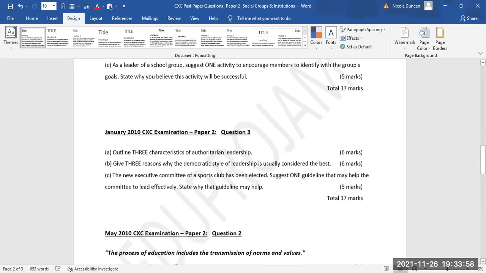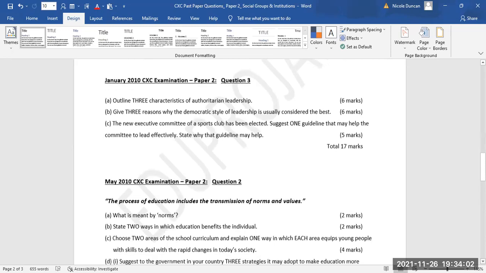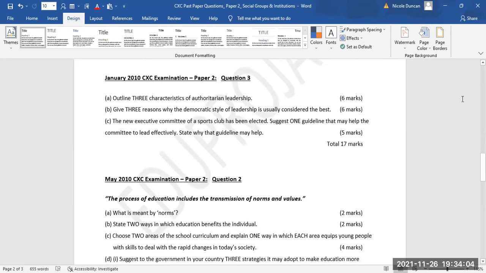And perhaps now we can move down to January 2010, CSEC examination paper 2, this time question 3. Now we don't have as many parts to the question, but it still values 17 marks. 3 parts to the question. Let's see how we can answer this.